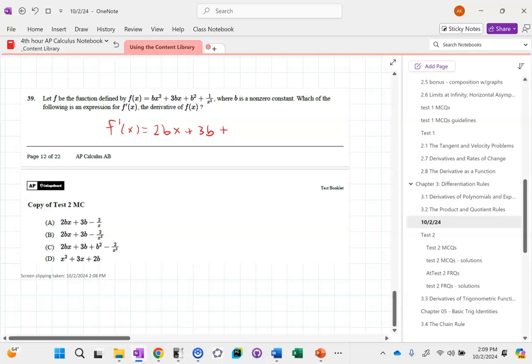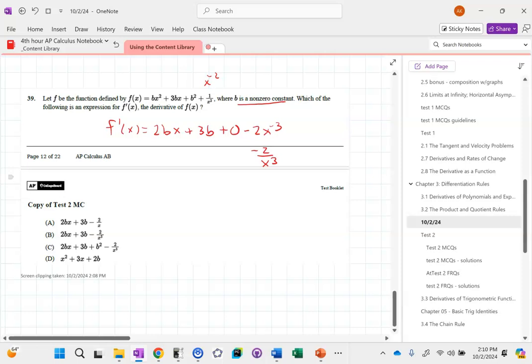The derivative of b squared is 0. Why is it 0? Because b is a constant. We treat it just like a number, right? There's no variable on it. So far, so good. And then I'm going to think about 1 over x squared as x to the negative 2, so I don't have to use a quotient rule on that. So that's going to be negative 2x to the negative 3, or negative 2 over x cubed.